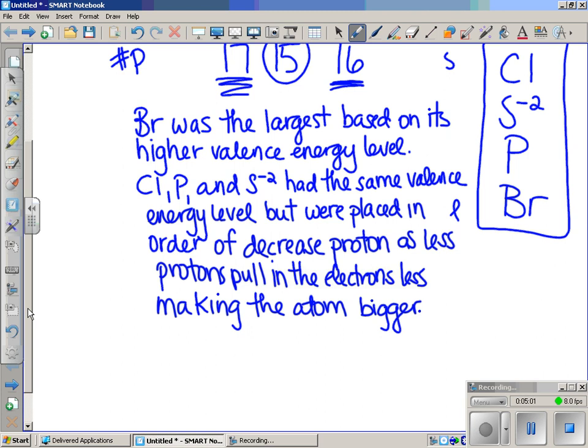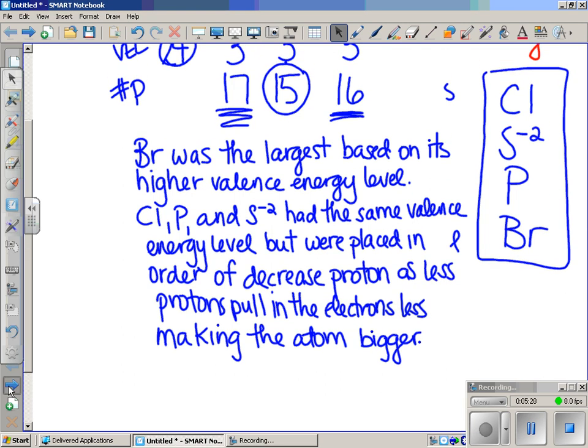So you can see what I'm doing there. My description is I don't have to go through each one individually. You can if it's easier for you, but in order to condense it a little bit, I talked more in general terms. We talked about how I got chlorine, sulfur, and phosphorus in their order. It was based on protons after looking at valence energy level. I stated valence energy level, and I also explained what a decrease in the number of protons means. So all of those components ended up being the full explanation.